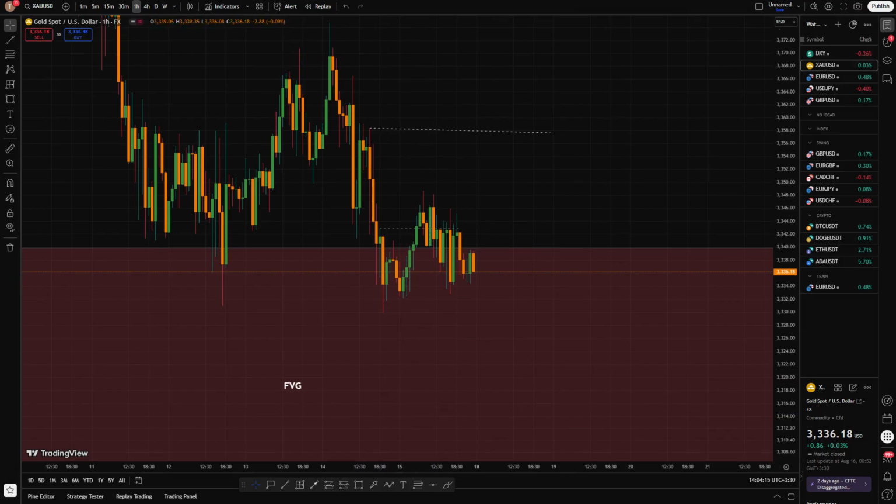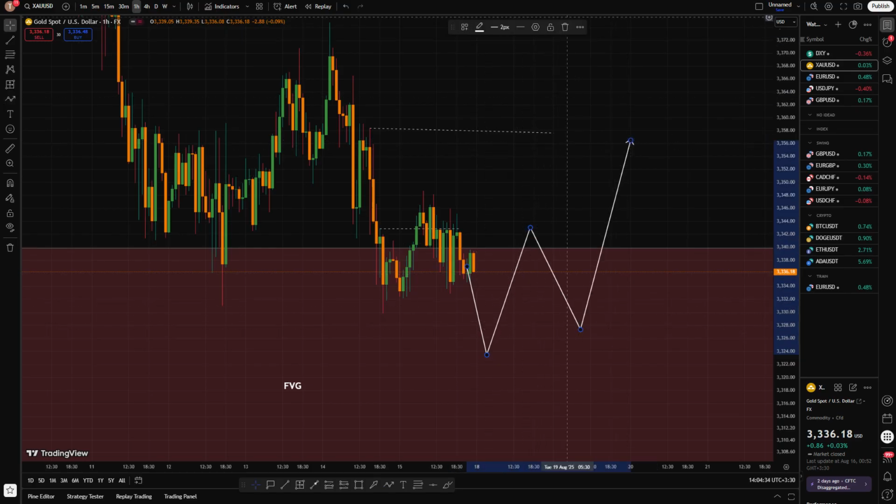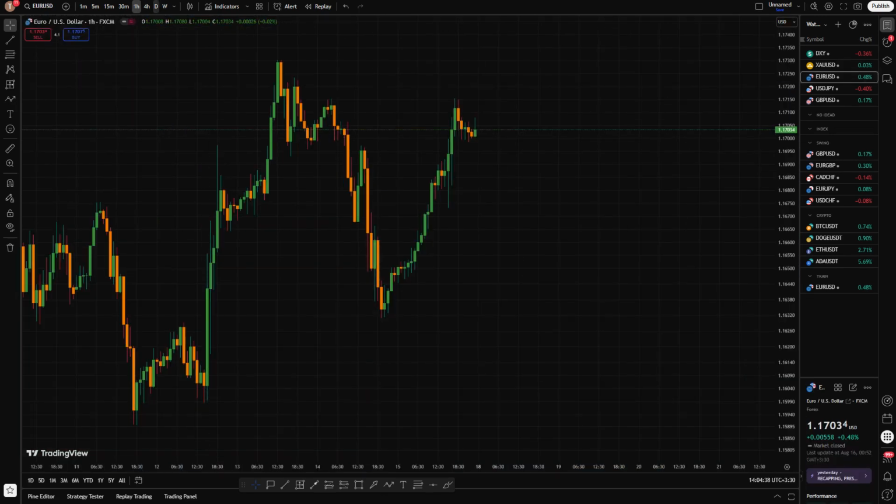But if we had a push to the upside, then if we have a good order block here, we could enter the trade. Or if we have push to the downside, another shock happens, we can enter here with good order blocks. So we are moving on to the Euro USD.